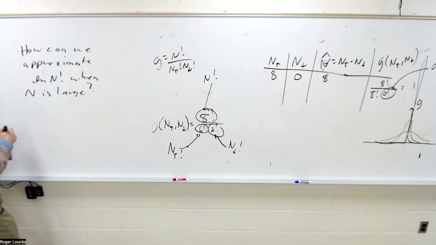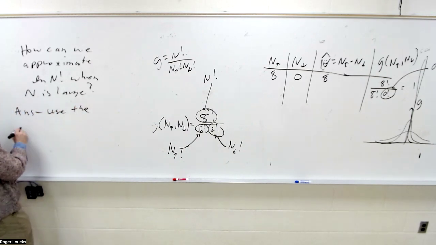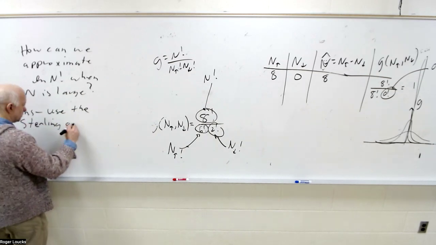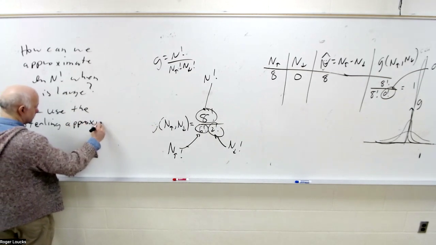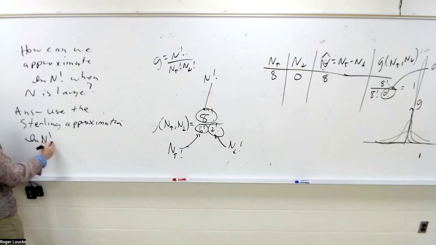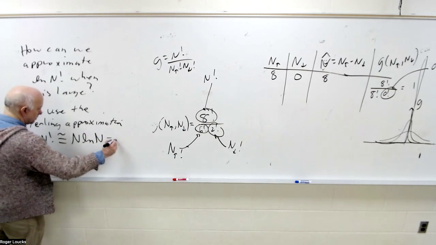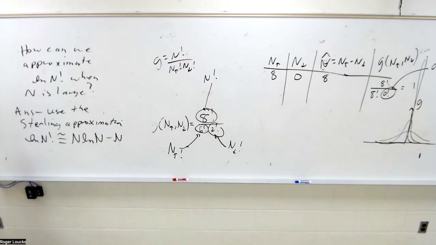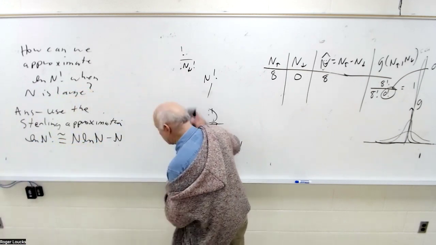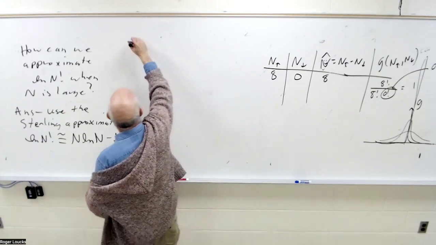Okay, so what we're gonna do, the answer to this is gonna use the Stirling approximation. Okay, and this is gonna be the ln of n factorial is approximately n times ln of n minus n. And I want to show you where that comes from. It's actually quite cute.